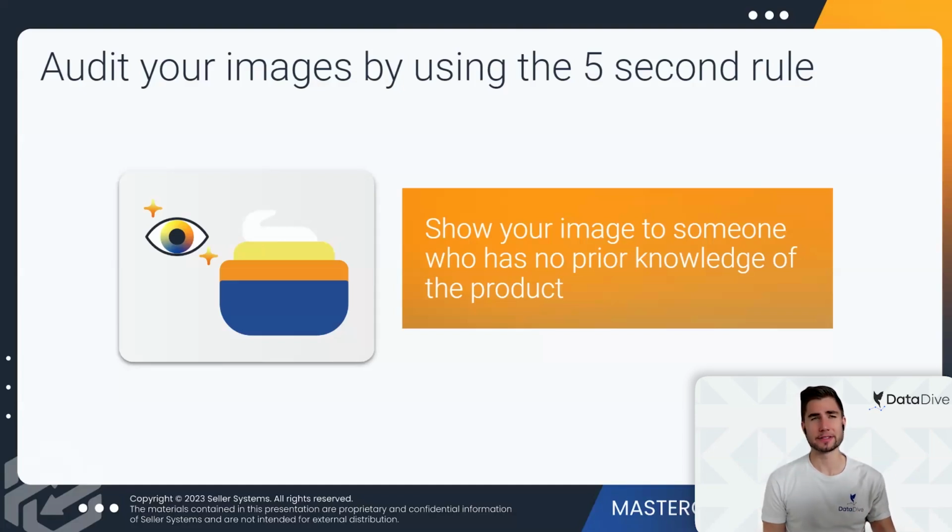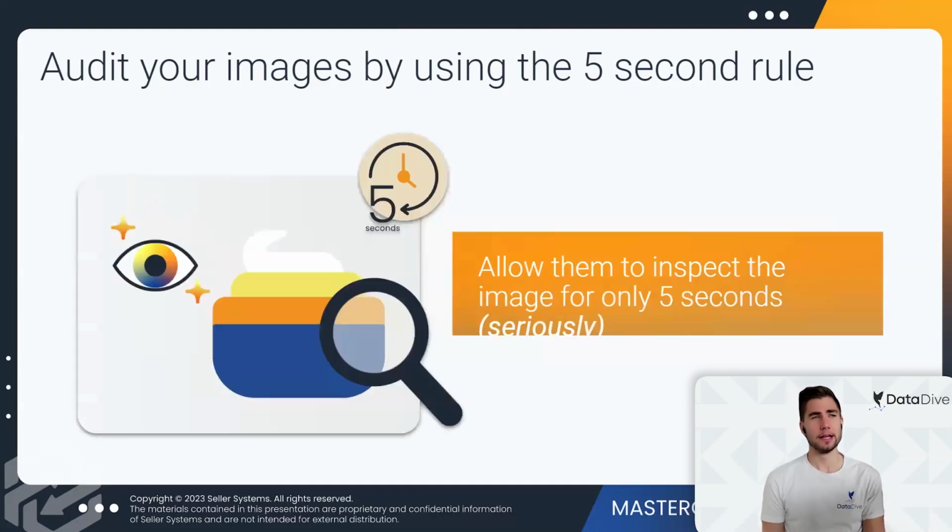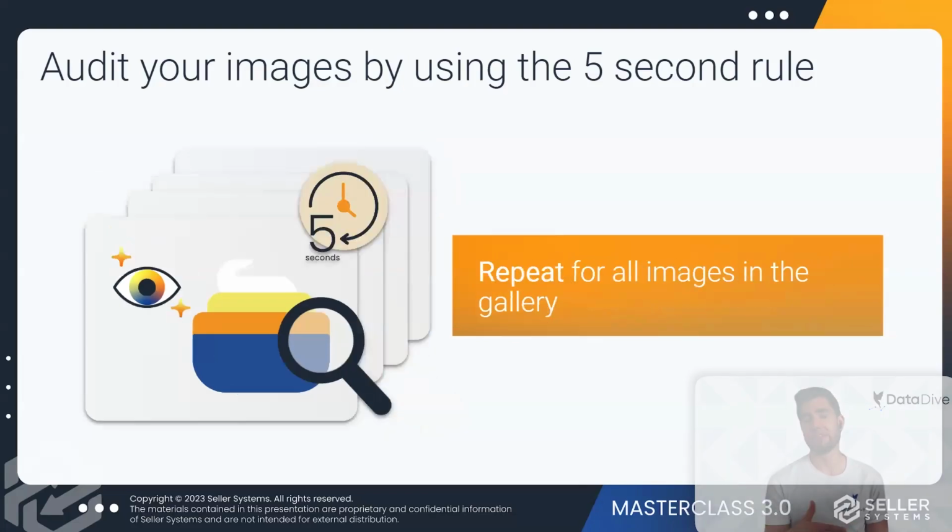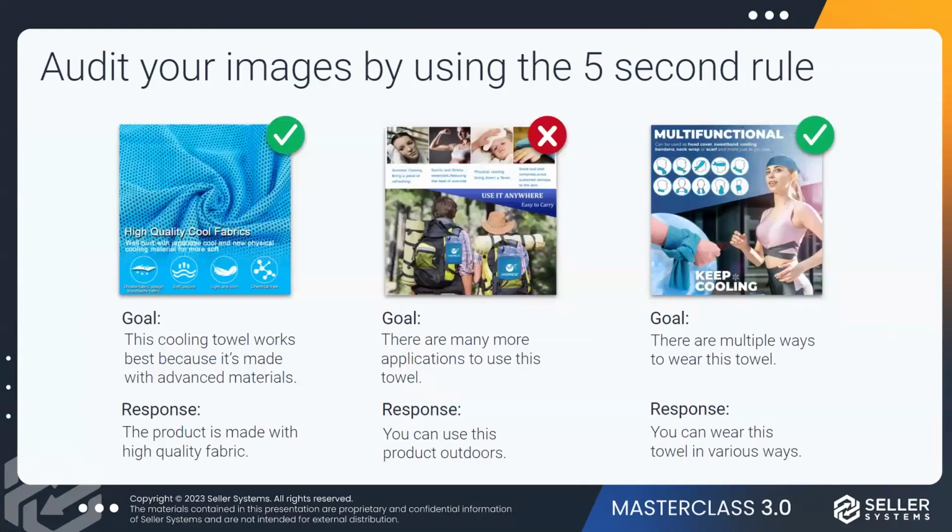You show it to them for 5 seconds, and then you take it away and you say, what was the purpose of that image? And you really only let them look at it for 5 seconds. So you count it down, and then you repeat for all of the images in the gallery. And this is a pretty good example of this. These are all images for cooling towels. And so how it would work in practice, this one passes the 5-second test.